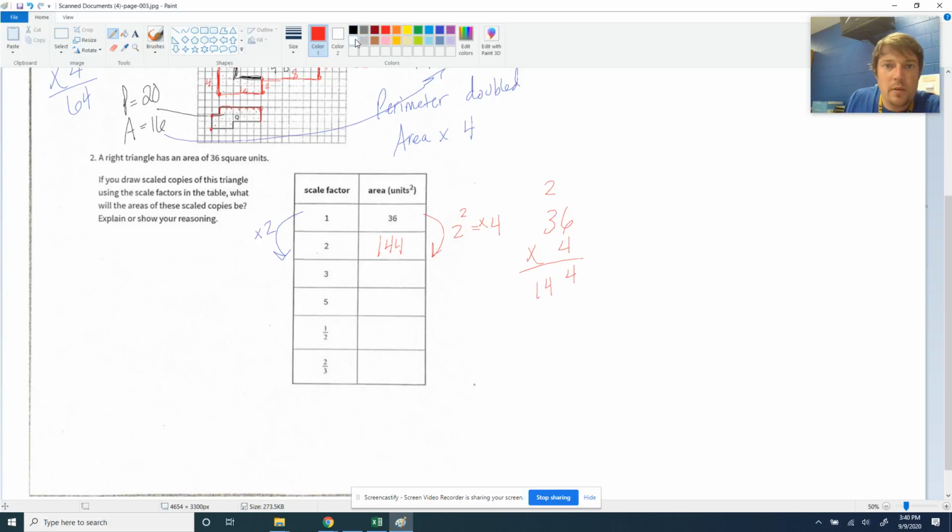Okay, now whenever we take that original and go from a scale factor of 1 to 3, you would think, oh, the area is going to get 3 times bigger. But no, it's going to get that scale factor squared bigger. And what is 3 squared? That's 3 times 3, which is 9. So the area is actually going to get 9 times bigger. So you have to do 36 times 9 for that particular one. 27 plus 5 gives us 32. So that one's actually 324.